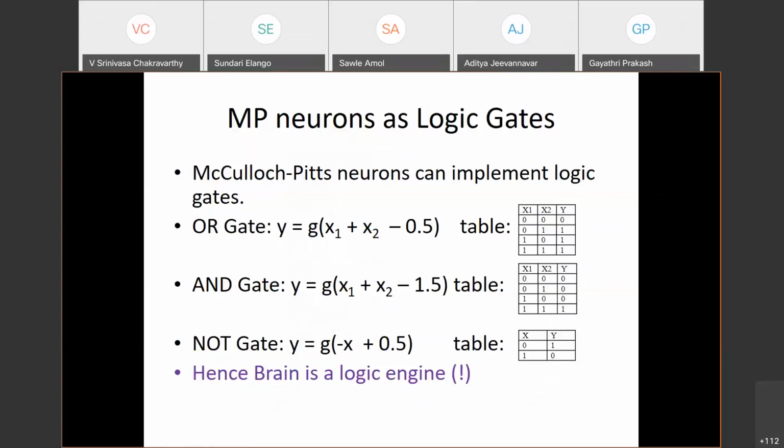g of minus x plus 0.5. So when x is 0, the output is 1, and when x is 1, the output is 0. So it's very easy to construct logic gates using this neuron model, and you can construct Boolean networks out of such neurons.